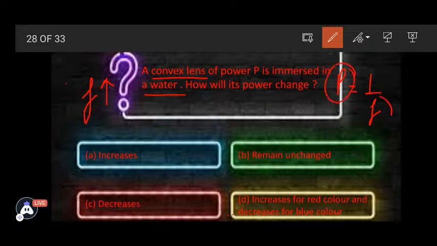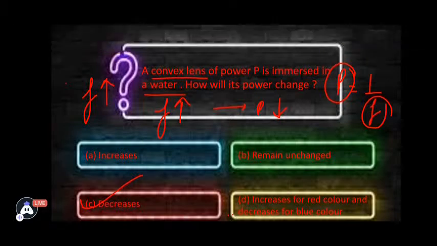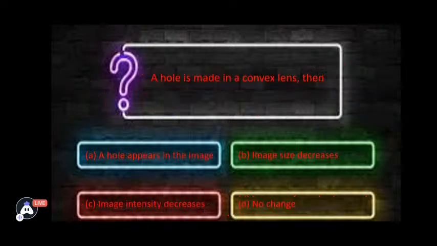Now power and focal length are inversely related to each other. If the focal length is increasing, what will happen to the power? Power will decrease. So the correct option is C, that the power of the convex lens will decrease since the focal length will increase. So the question can also come, what will happen to the focal length? You will write that the focal length will increase. And what will happen to the power? The power will decrease.